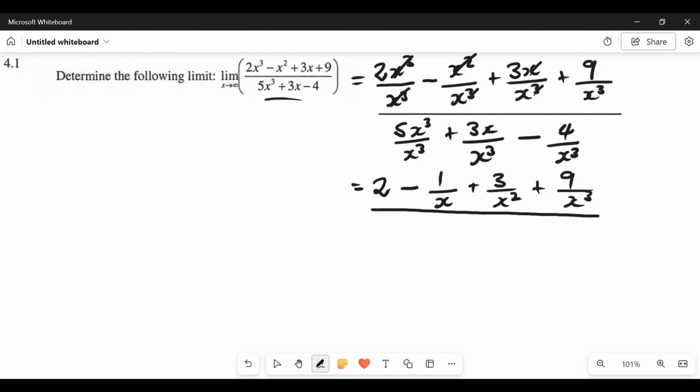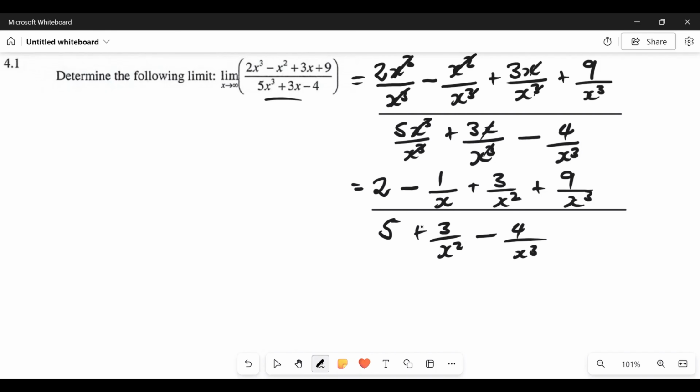Divide by, we continue, the first term, we have 5x to the power of 3 divided by x to the power of 3. X to the power of 3 divided by x to the power of 3, then we have 1 multiplied by 5. So we're left with 5. And the second term on the denominator, we have 3x divided by x to the power of 3. This is going to give us 3 divided by x to the power of 2, minus the last term on the denominator. We don't do anything. It's 4 divided by x to the power of 3.